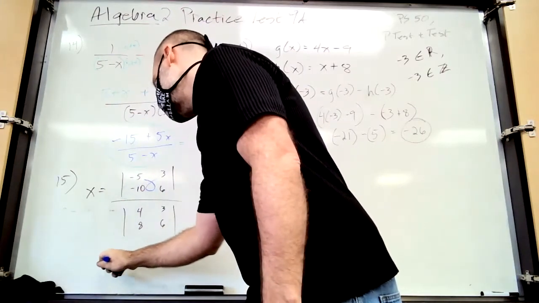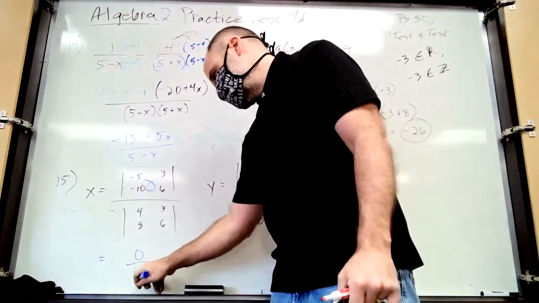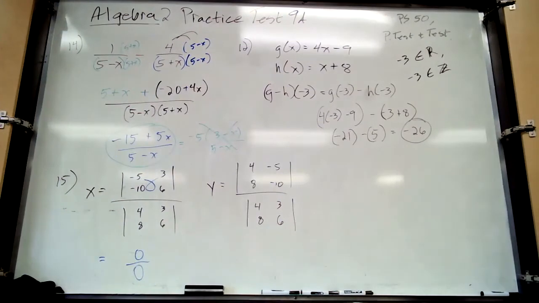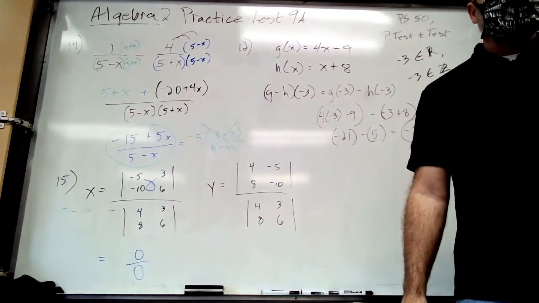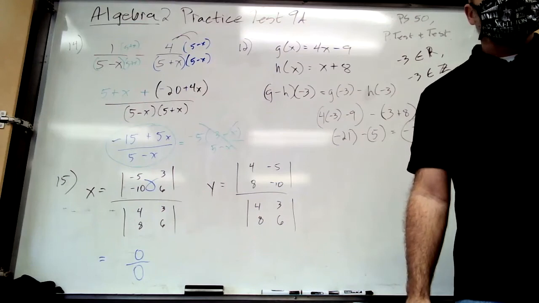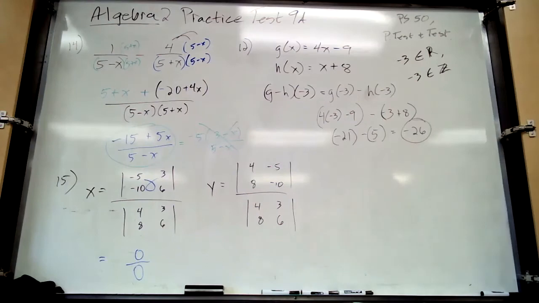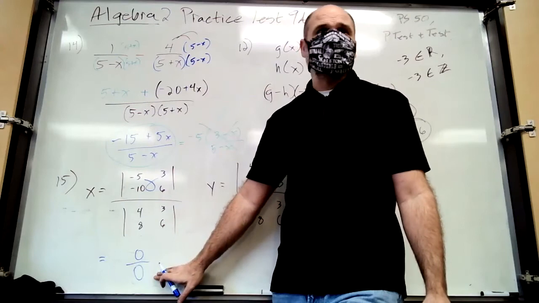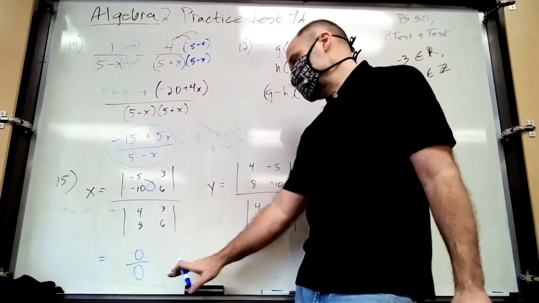You get 0. Okay, 24 minus 24, you get 0. What does that mean? X equals 0? X doesn't equal 0. What does X equal? 0 divided by 0. That is not a thing. Well, if it was anything else divided by 0, it would be undefined. But it's 0 divided by 0, which means that this is indeterminate.